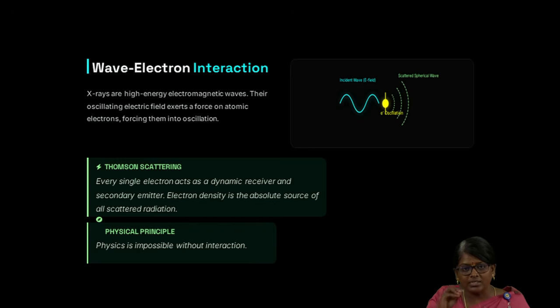Now when X-rays are incident on these electrons, each electron will act as a secondary emitter. So each electron acts as a dynamic receiver. It receives the X-rays. The X-rays force the electrons into oscillations. When an electron oscillates, it becomes a secondary emitter and scatters X-rays in all directions. That is how the wave electron interaction happens.